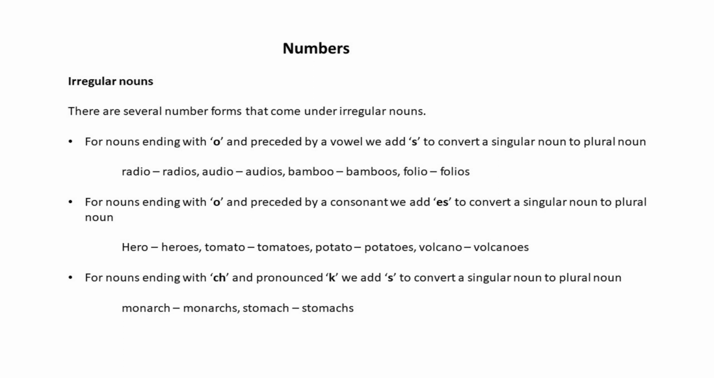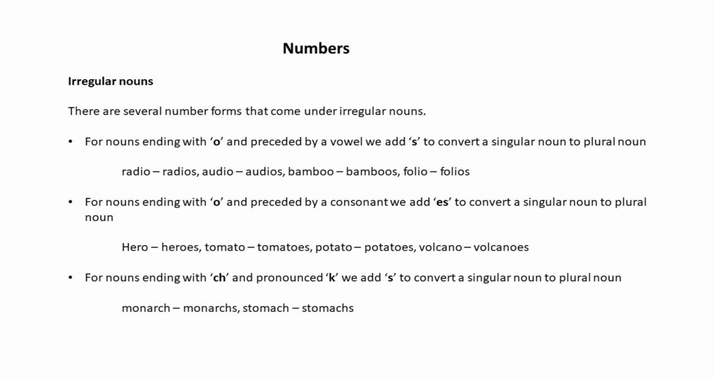Similarly, audio. Audio also ends with O, and before it you have the vowel I, so its plural form is audios. And if I say bamboo, bamboo ends with the letter O, and before it is a vowel, that is O, so its plural form is bamboos, and we get that by adding the letter S in the end. Just like that, the word folio has its plural form folios.